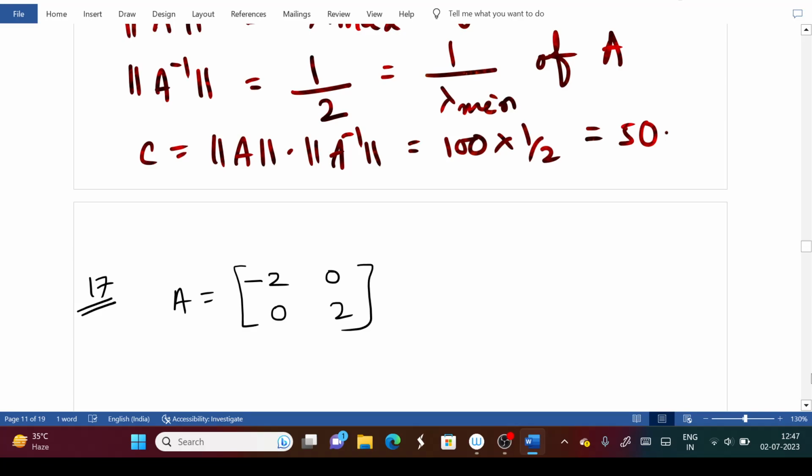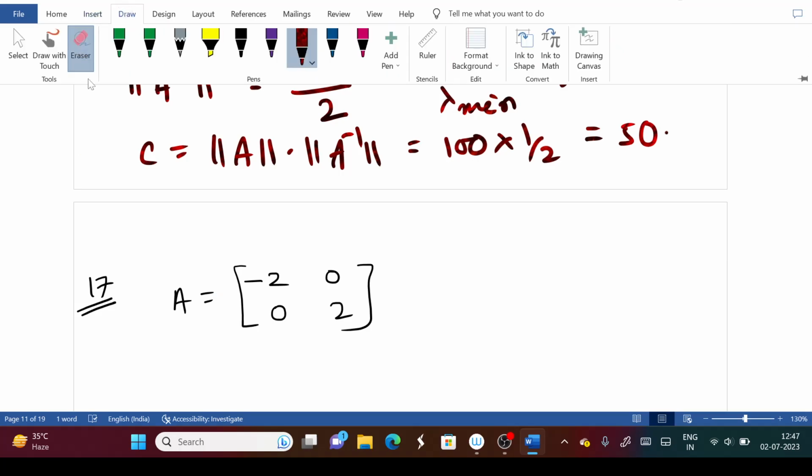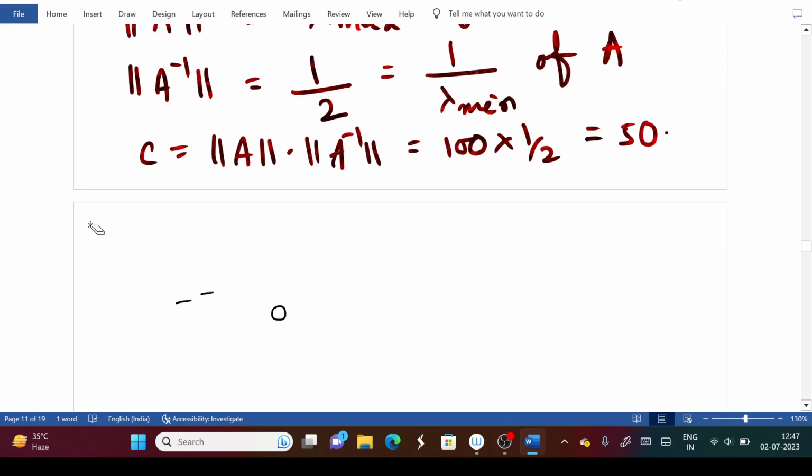Now, similarly we can find the eigenvalues for B, C, D. All of them are positive definite matrices, so very comfortably we can find them. First let me do the other problems, then we will come to this problem.